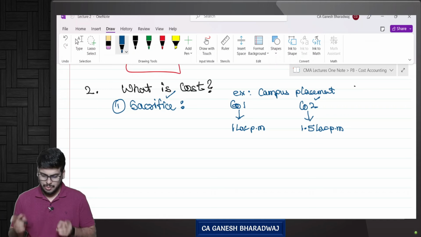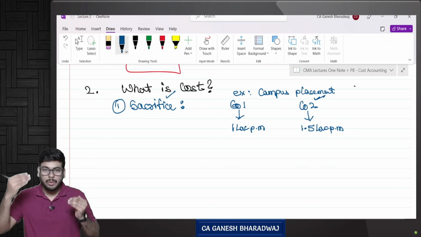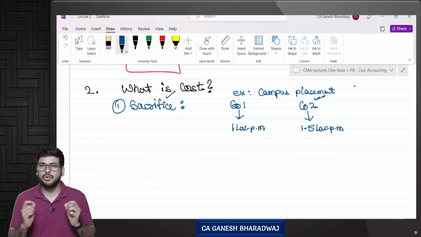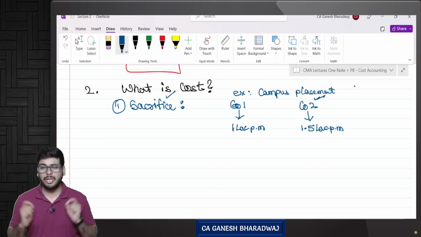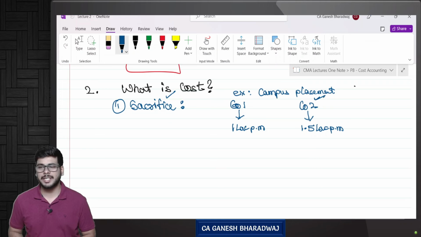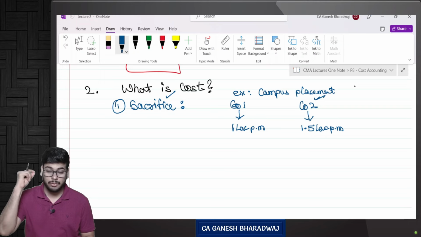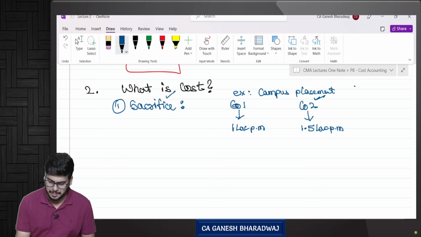Now, when you decided to go for company 2, without you knowing, you applied the concept of cost benefit analysis. Sir, what is this new thing? It's straightforward. Wait, I will explain this to you. You have, without knowing, used a concept called cost benefit analysis. Let me explain. Why didn't you choose company 1?